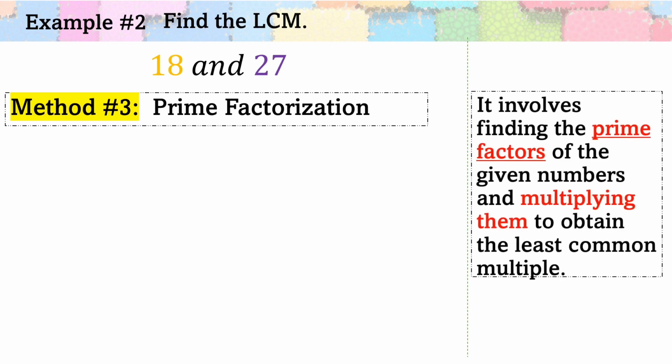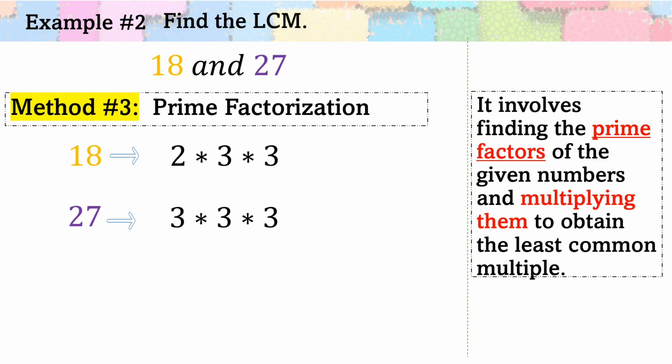Okay, method number 3, prime factorization. It involves again the prime factors of the numbers, then multiply them to obtain the least common multiple. For 18, its prime factors are 2 times 3 times 3, and for 27 there are 3 times 3 times 3. Okay, let's box the common prime factors of 18 and 27. So there are 3. So therefore the LCM is 2 times 3 times 3 times 3.